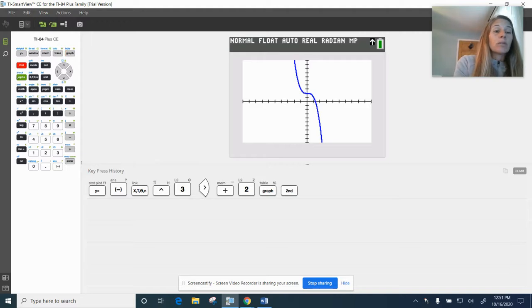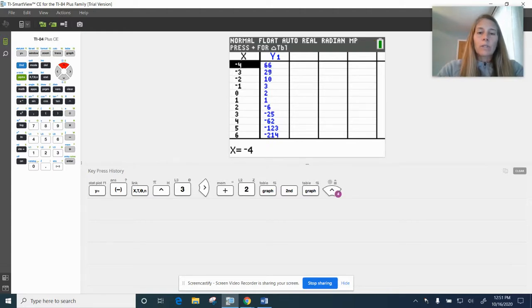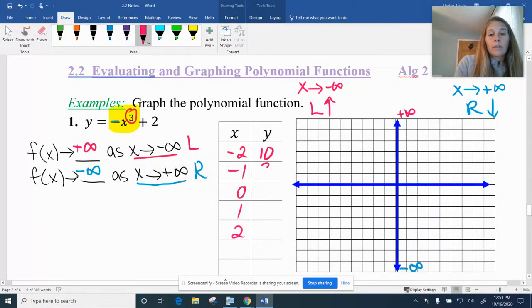Now when you go to second, which is like a shift key, and then hit graph again, you get your table, arrow up if needed to get some of those negatives, and we're going to fill in the y values that correspond to the -2, -1, 0, 1, and 2. So we have 10, 3, 2, 1, and -6.